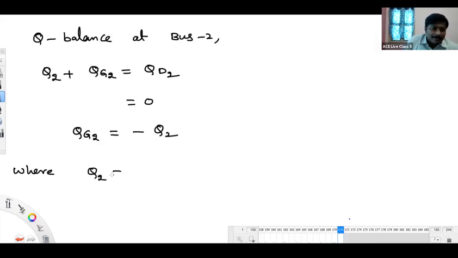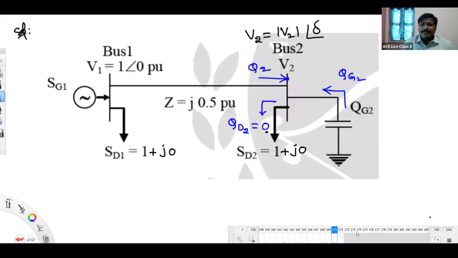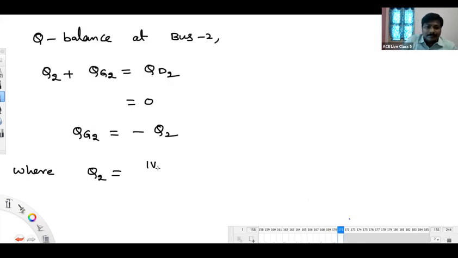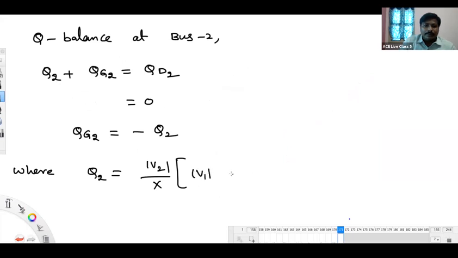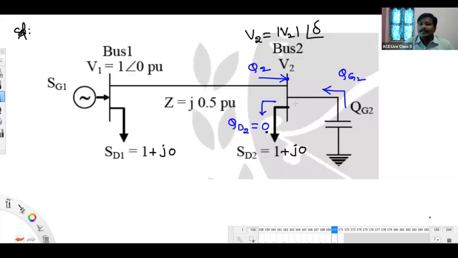Q2. Tell me please, Q2. Which bus are you standing on? Bus 2. So we should write mod V2 by X, where X is 0.5. Direction from which bus to which bus? Bus 1 to bus 2. So it is mod V1 minus mod V2.